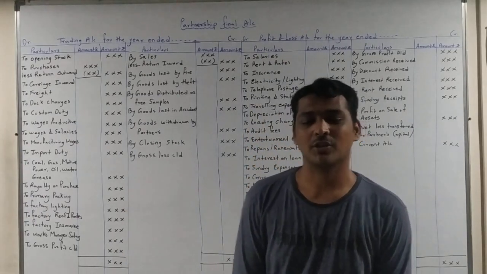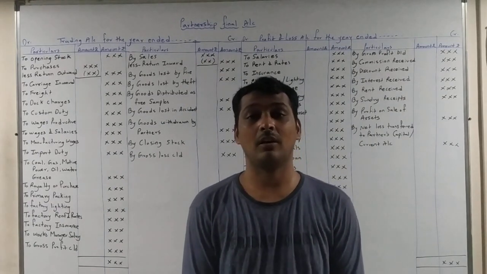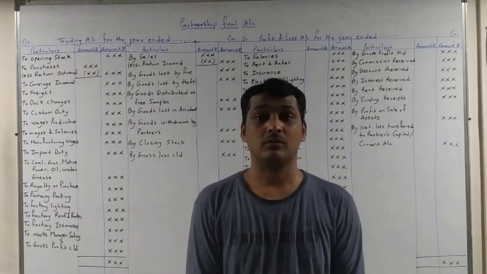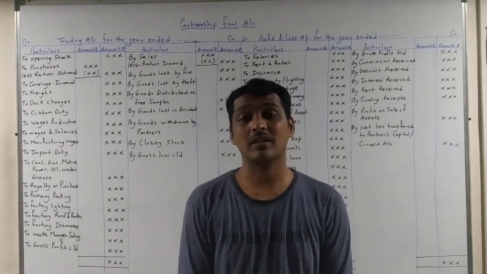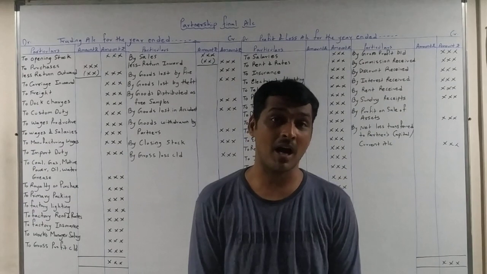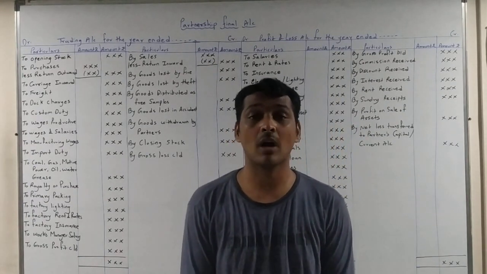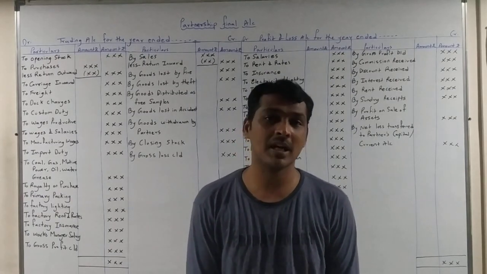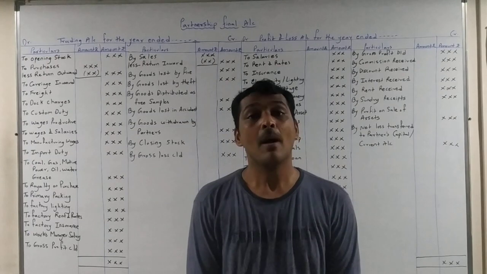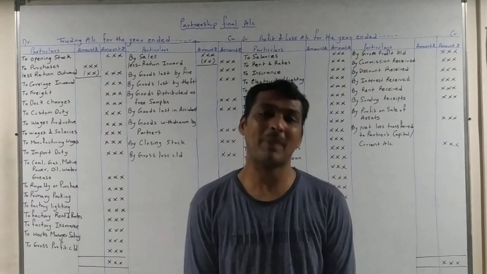Hello everyone. So today we are going to start partnership final account of 12th commerce. Now from exam point of view, this partnership final account carries 15 marks. So one question will be asked of 15 marks and you have to prepare final account. In the final account you have to prepare trading account, profit and loss account, partners capital or current account, and the last is balance sheet.